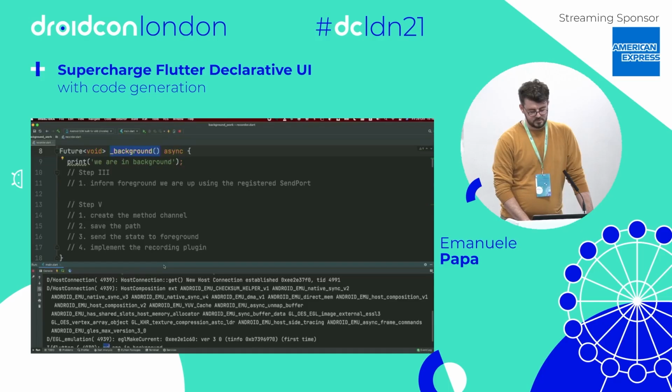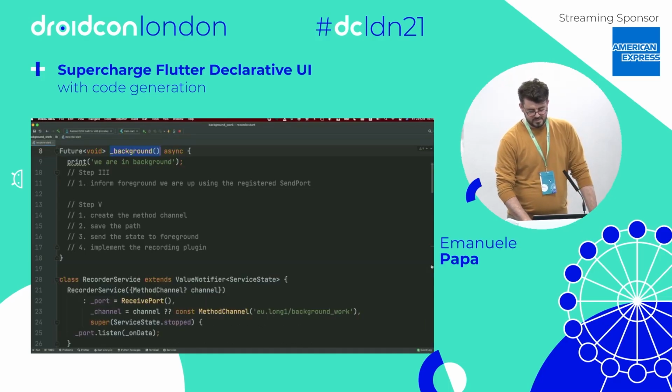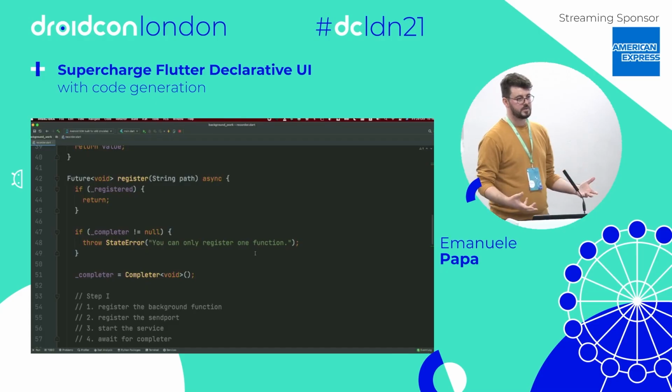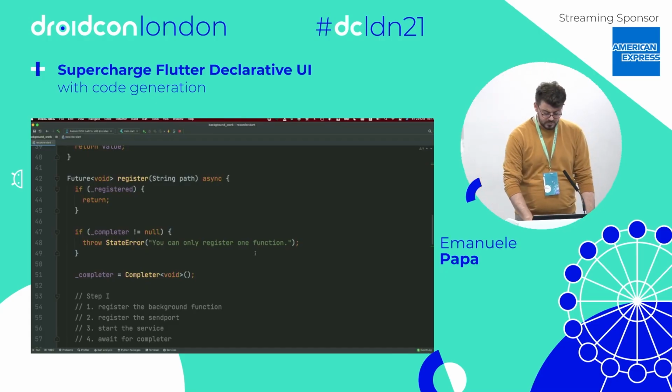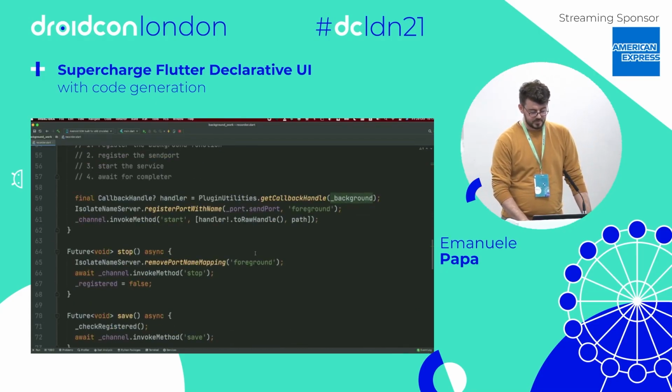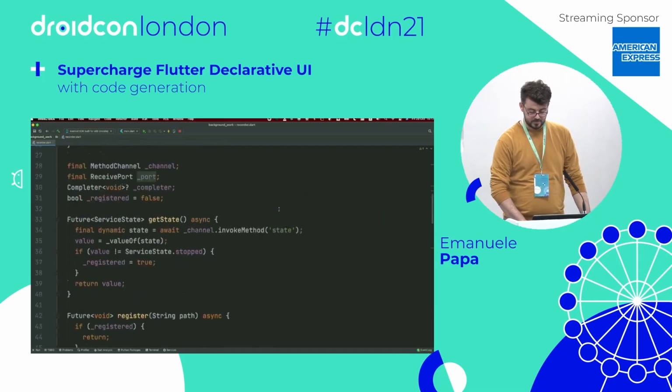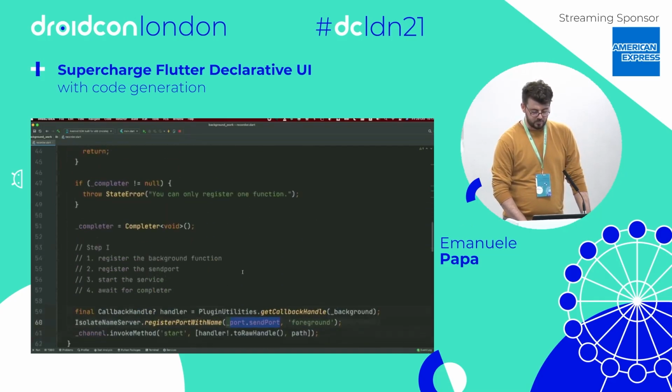Okay, so what do we want to do? We said here that we need to tell the front end that we initialized and we are ready to receive calls. So how do we do that? We actually send a send port here, right? We can use this send port to notify the foreground that we are ready. So how do we do that? We use the opposite of this function.